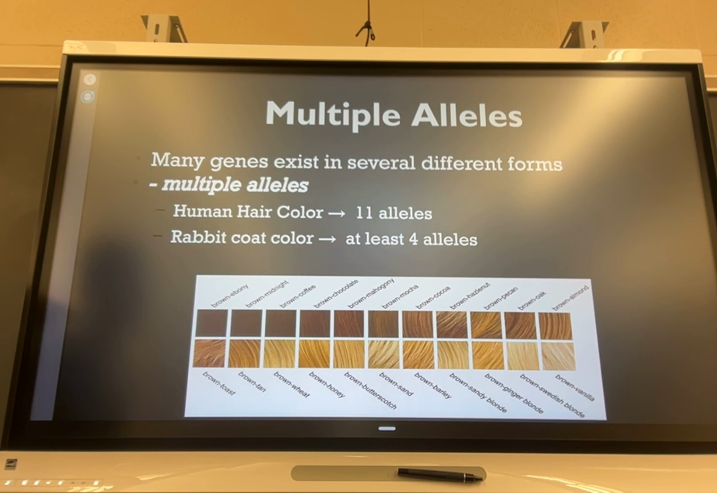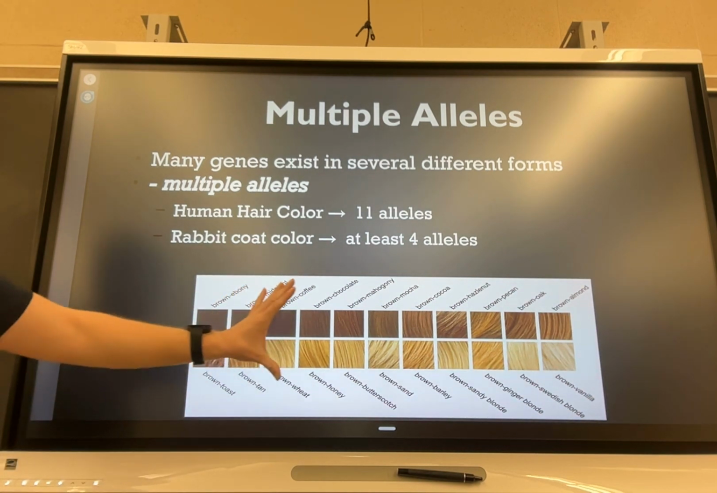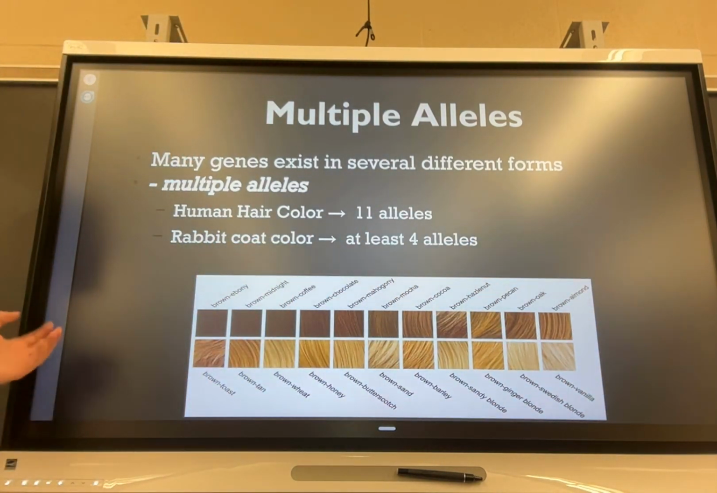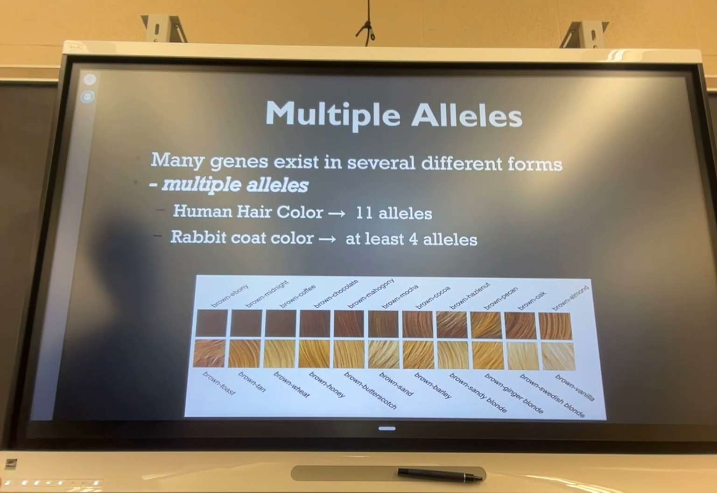Rabbit coat color has at least 4, but you can see down here we have a lot of different colors and variations that can lead to different hair colors. So we aren't going to look too much into this in terms of Punnett squares because having 11 alleles is very difficult to map out on a Punnett square.